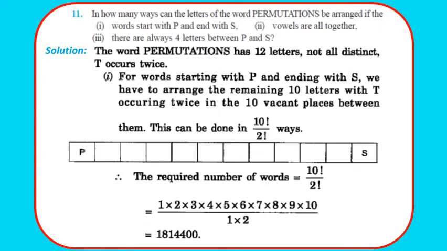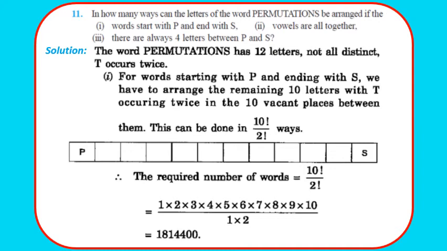So next we have question 11. In how many ways can the letters of the word PERMUTATIONS be arranged if, first, the word starts with P and ends with S; second, the vowels are all together; and third, there are always 4 letters between P and S. Now the first part: the word PERMUTATIONS has 12 letters and not all are different. So again we are going to use the theorem n factorial upon p factorial into q factorial into r factorial.